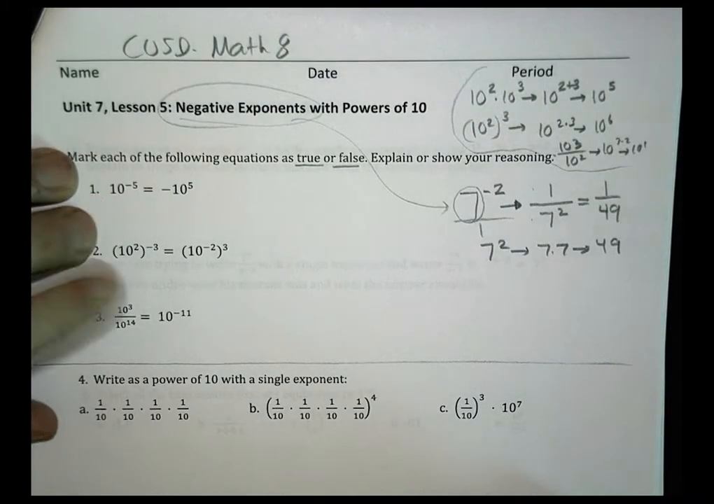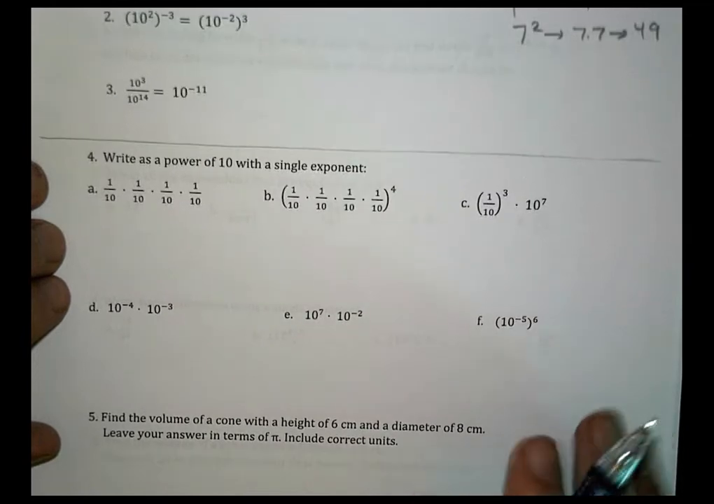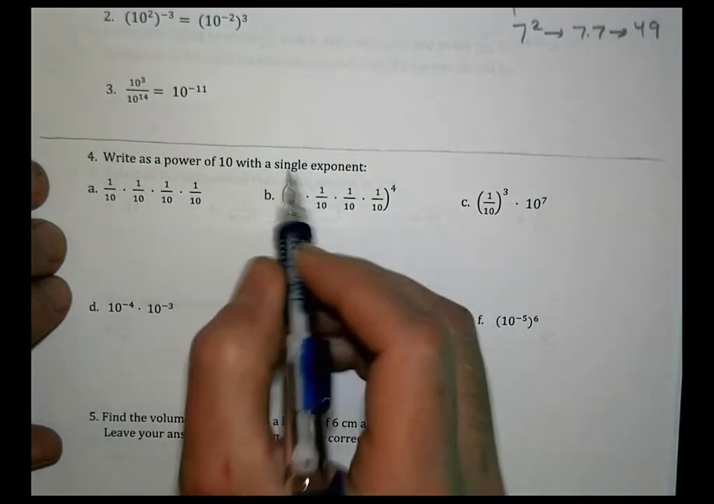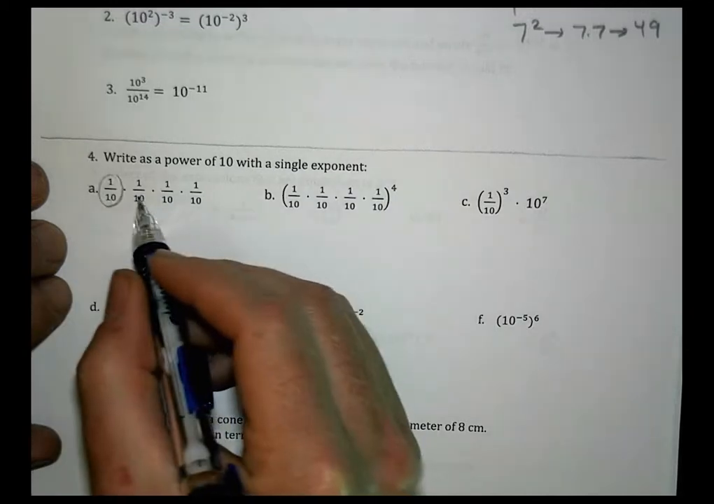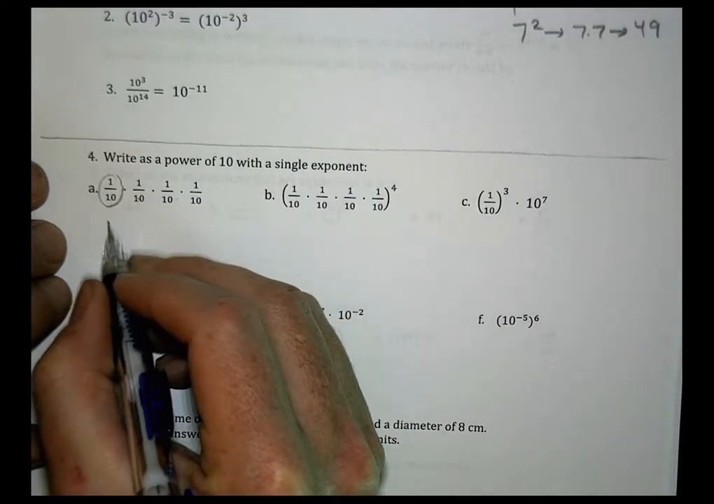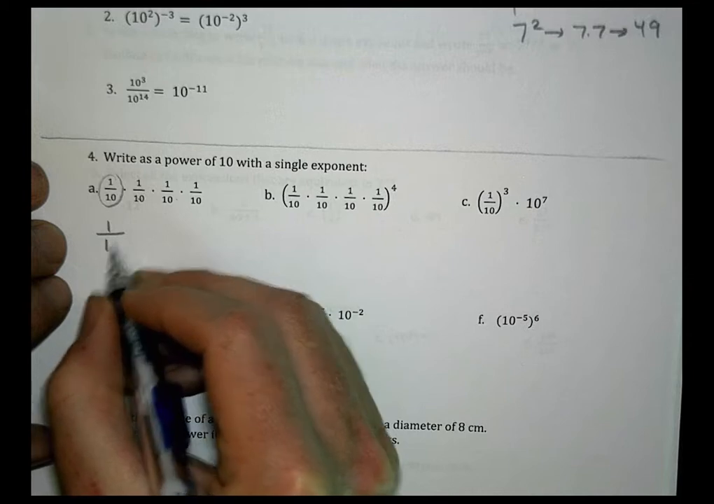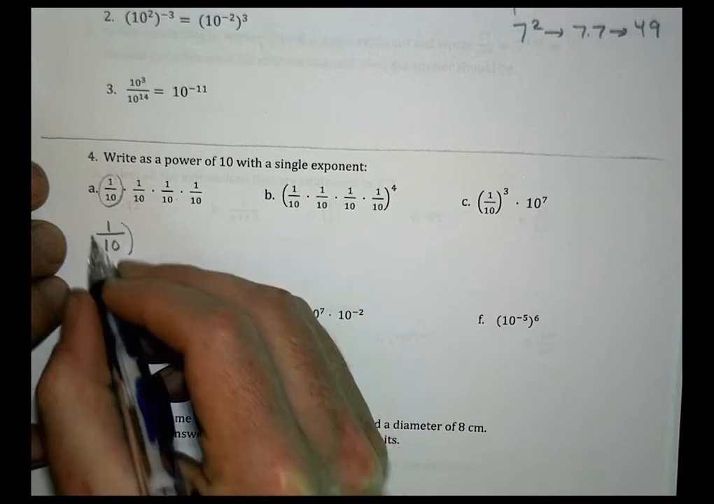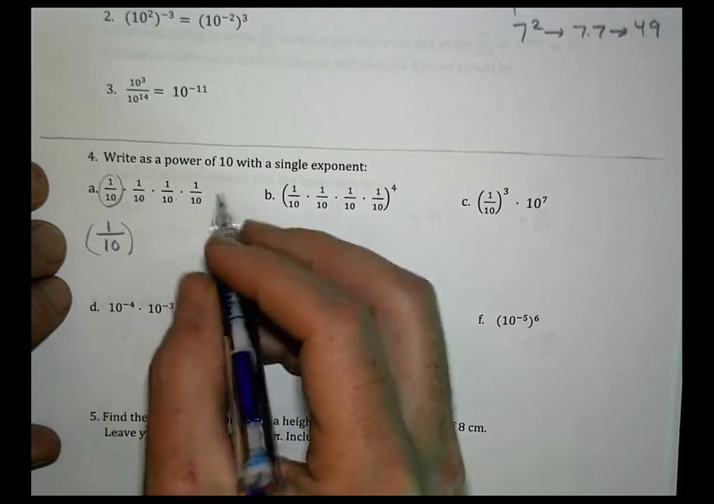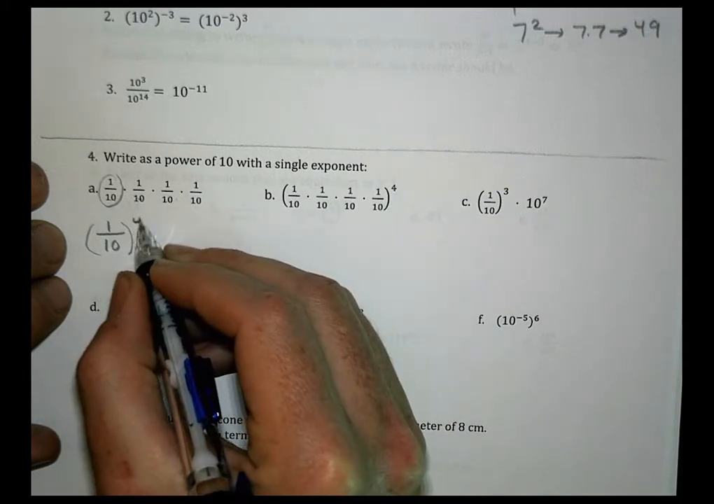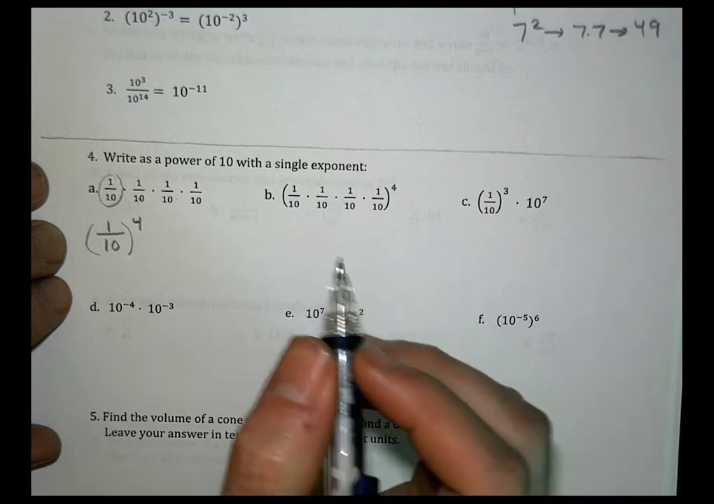Alright, so we use that for these first 3, because those are the ones that go with your lesson. I'm going to move down over here. It says write as a power of 10 with a single exponent. Here I have 1/10, that's my base, and I have 4 of them. So I could take the base and definitely write it as 1 over 10, like so, to the 4th power. Okay, so I could write it like that for sure.